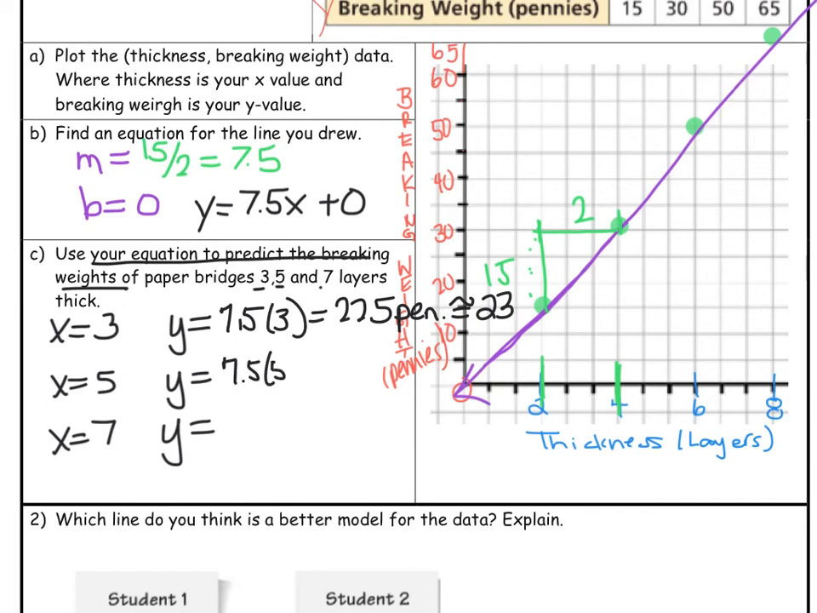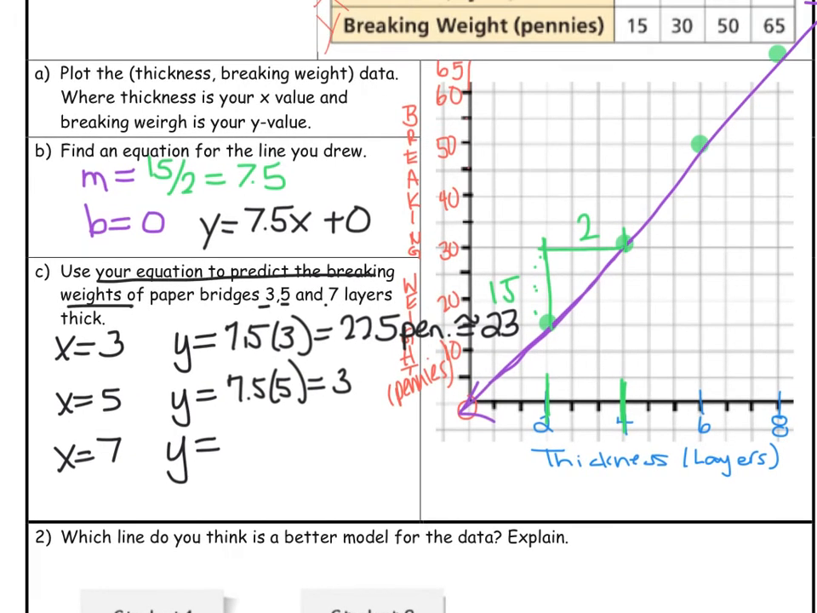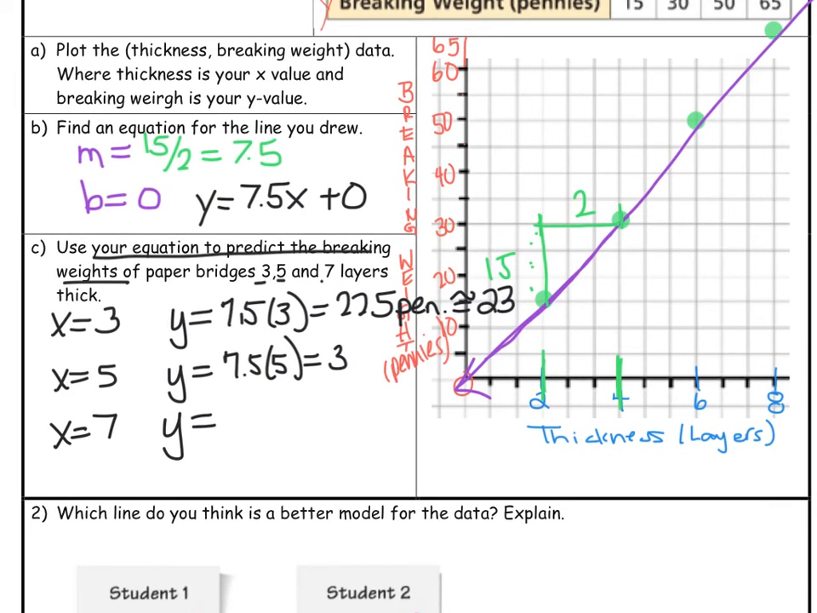7.5 times 5 is going to give me 37.5, and again that's pennies, which would round to about 38. And then y equals 7.5 times 7, and that's going to give me 52.5 pennies, and that would round to 53 pennies.